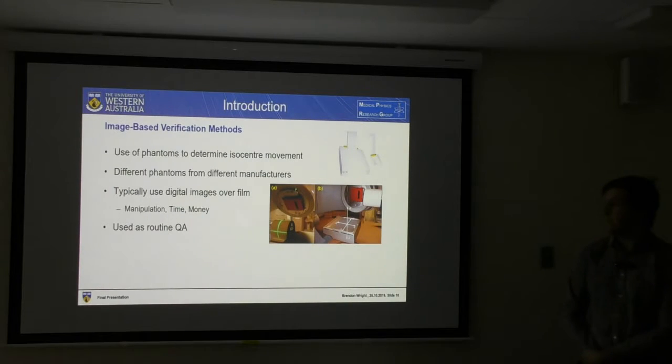Other image-based verification methods use phantoms to determine the isocenter movement. Different phantoms exist for different manufacturers, and they typically use digital images over film, as it saves time and money, and also allows for the manipulation and storage of images for future reference, and quite commonly is used as routine QA.